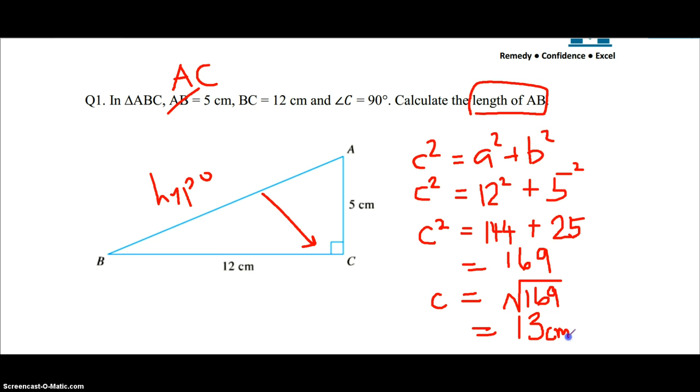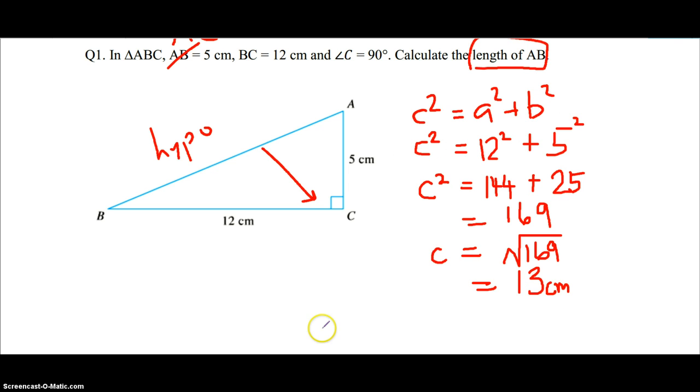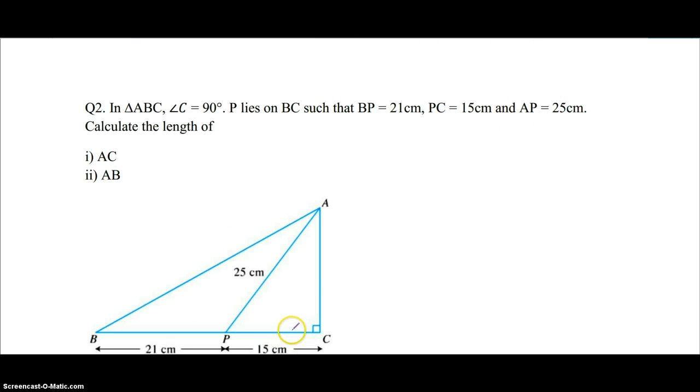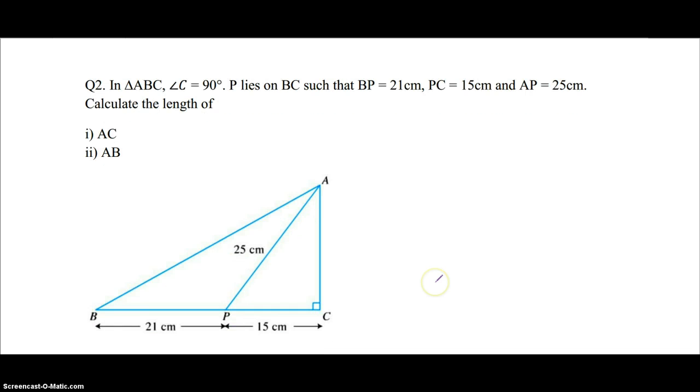Okay, it's pretty straightforward. Whenever you approach a problem, so long as you can identify which is the hypotenuse and the two supporting sides and apply this formula here, you should be able to get the answer. Of course, there are varying difficulty levels of problems that you will approach, but the formula that you apply will still be the Pythagoras theorem.